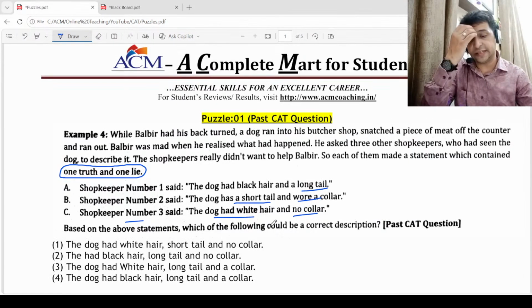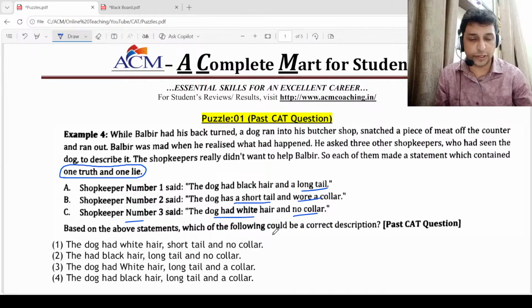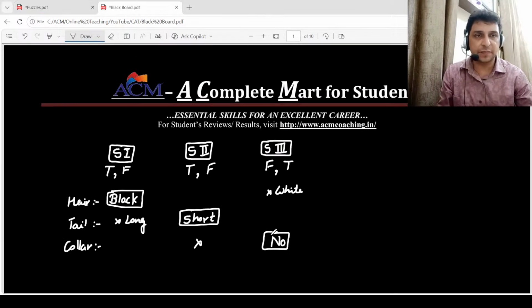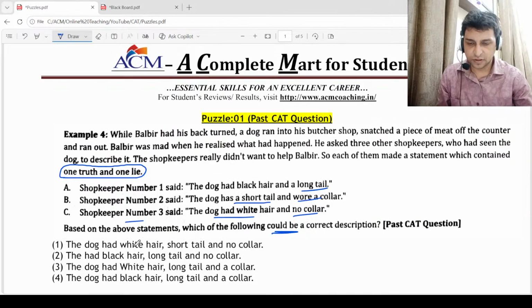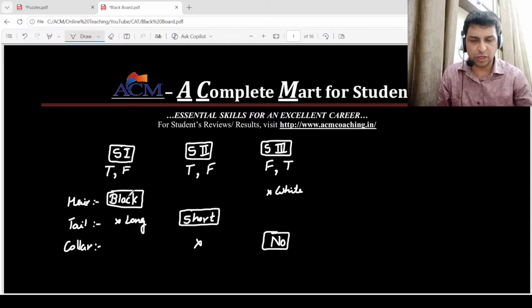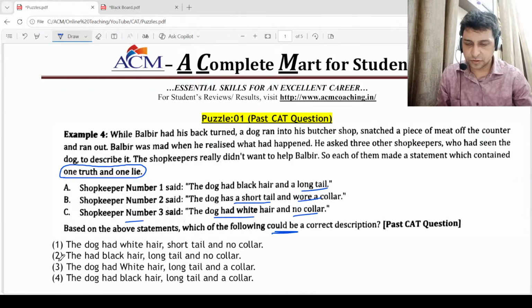Now let's see if we get the answer from the above statement. Which of the following could be a correct description? If I get the answer from here, that is good enough. Otherwise, we will take the second case also. Now, the dog had white hair. No, we are talking about black right now. So the option number two and option number four we have to check.